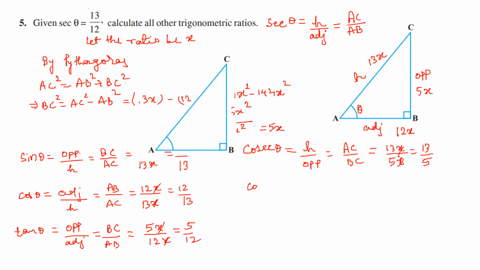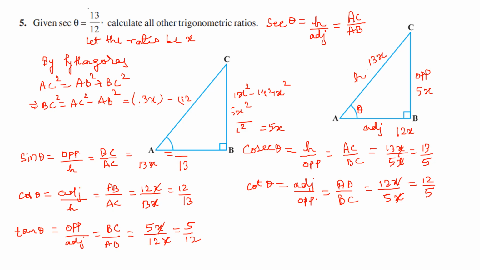Next is cot theta. Cot theta will be adjacent by opposite. Now adjacent is AB, opposite is BC. So 12x by 5x, x cancel, so it is 12 by 5. So these are the five of the rest of the trigonometric ratios which I have found over here.